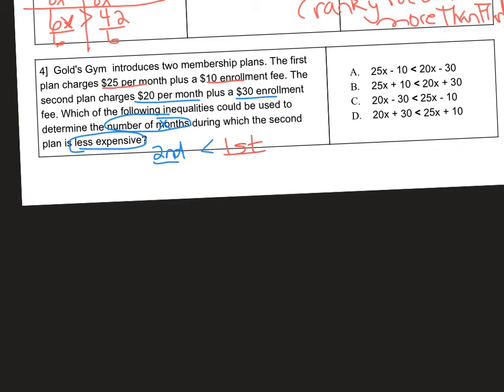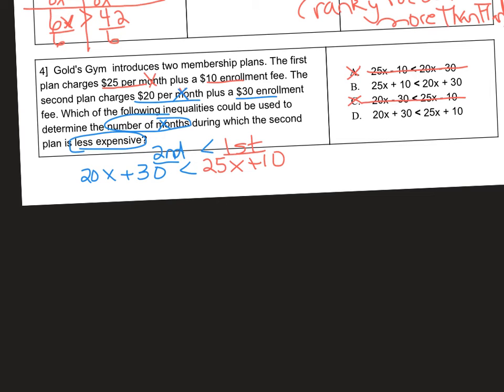Second plan. Well, I know they're charging 20 per month. So there's my 20x plus my enrollment fee. And I want to know when that's going to be less than the $25 per month plus the $10 enrollment fee. Okay? So again, if I look at my choices, Ms. King always talks about chancla answers. A cannot be an option because there's subtraction going on. C cannot be an option because there's subtraction going on.